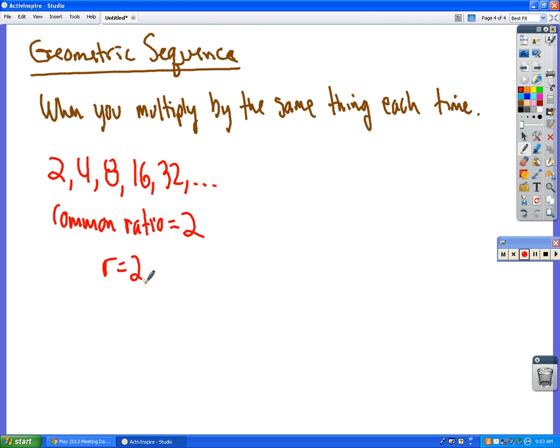Could you restate the common ratio? The common ratio is what you multiply by each time to get the next one. R is shorthand for the common ratio.